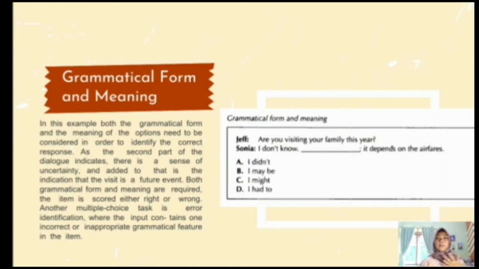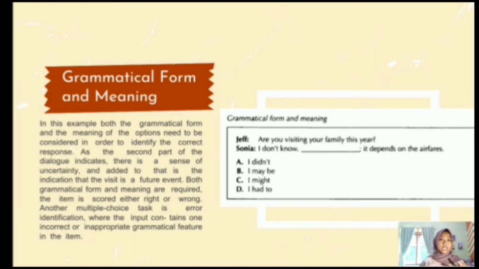Okay, this is an example where both the grammatical form and the meaning of the option need to be considered in order to identify the correct response. As the second part of the dialogue indicates, there is a sense of uncertainty, and added to that is an indication that the visit is a future event. Both grammatical form and meaning are required. The item is scored either right or wrong.